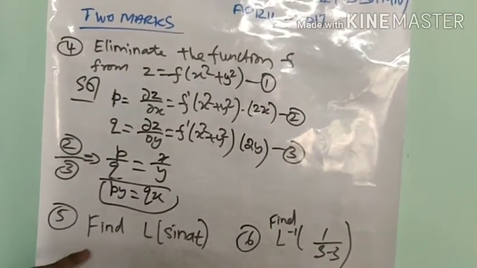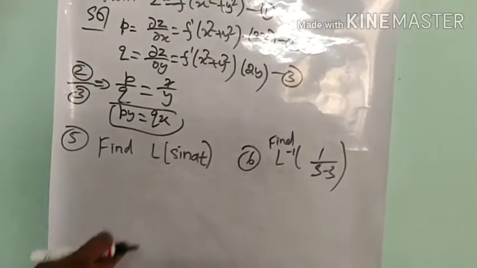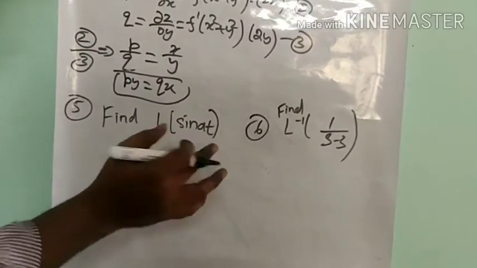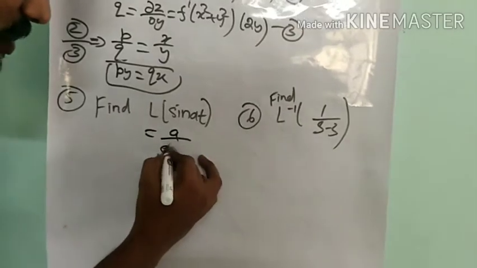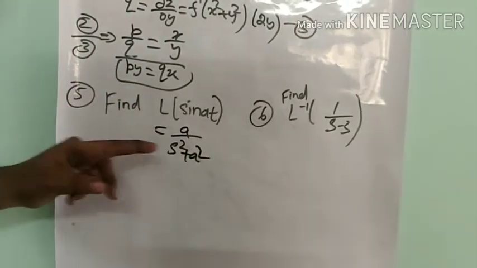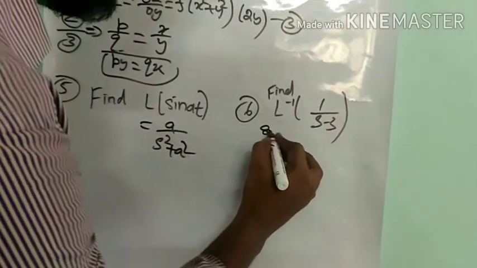Now the fifth one is the Laplace concept. It's a very easy one. Directly they ask in the formula question, that is, Laplace of sin at is nothing but the formula a by s square plus a square. Write this alone.